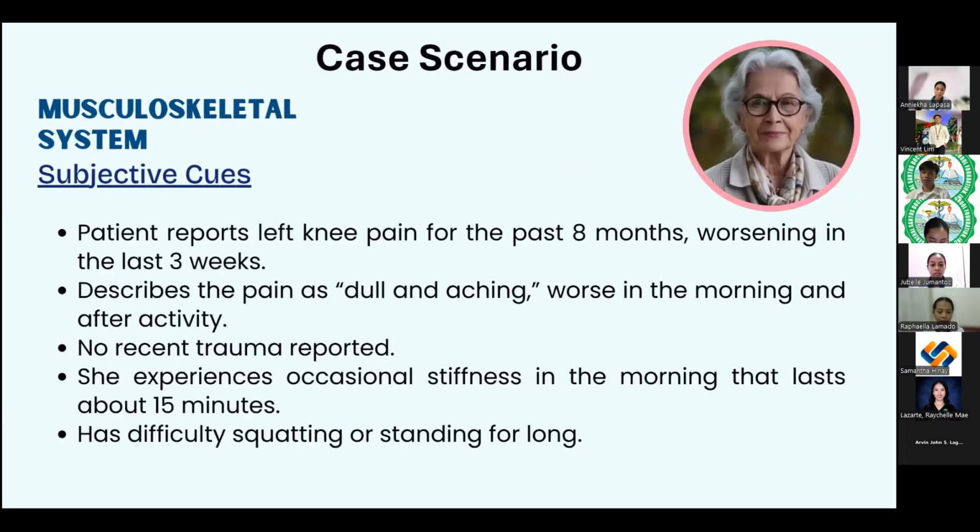We have the subjective cues. Patient reports left knee pain for the past 8 months, worsening in the last 3 weeks. Describes the pain as dull and aching, worse in the morning and after activity. No recent trauma reported, and she experiences occasional stiffness in the morning that lasts about 15 minutes. She also has difficulty squatting or standing for long.